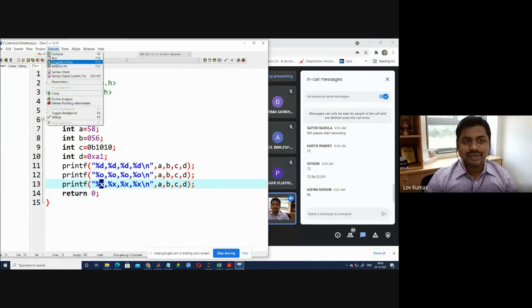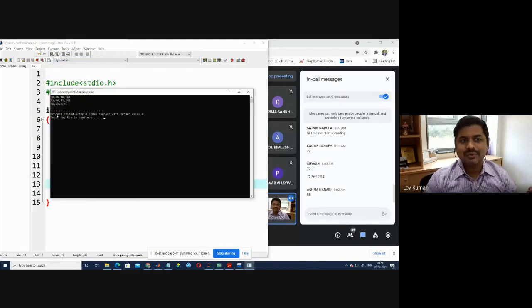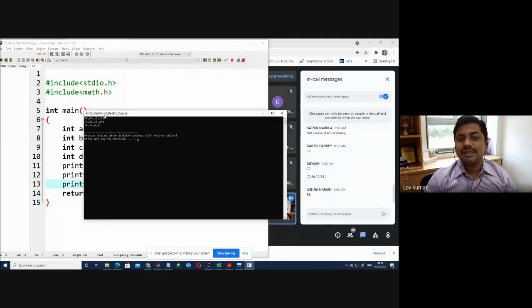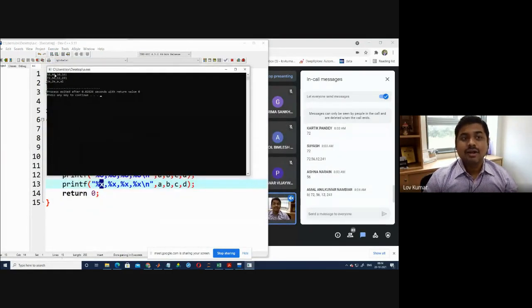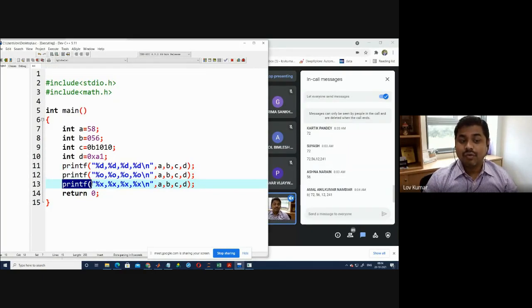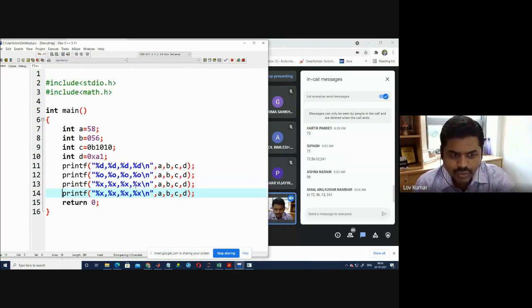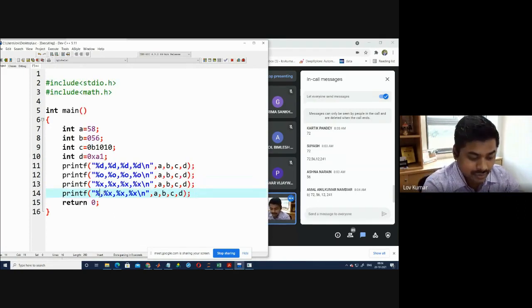Okay, so if you execute the same program, you can see what values it is printing. First, it is printing in decimal format: 58, 46, 10, 161. Second, it is printing in octal format: 72, 56, 12, 241. And the third one is printing in hexadecimal format. If you write the same statement, there is no format for binary numbers. You cannot represent the number in binary format.